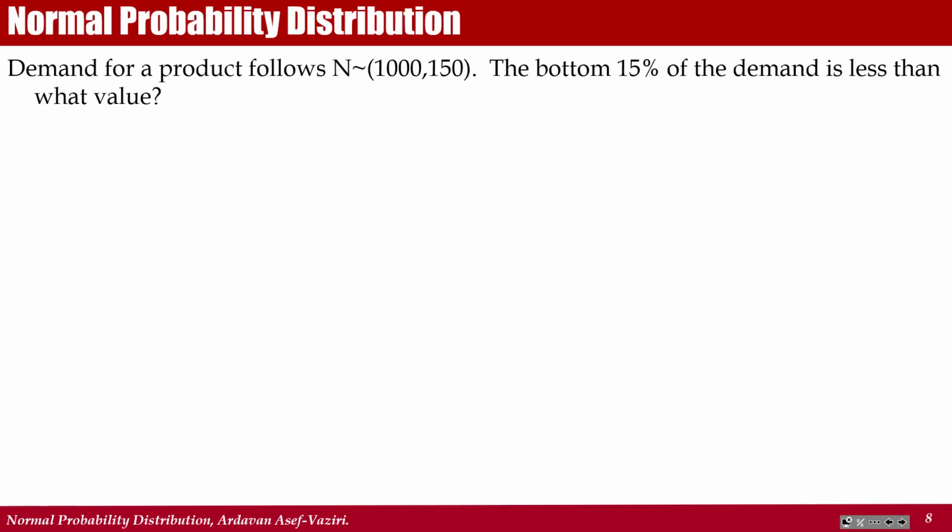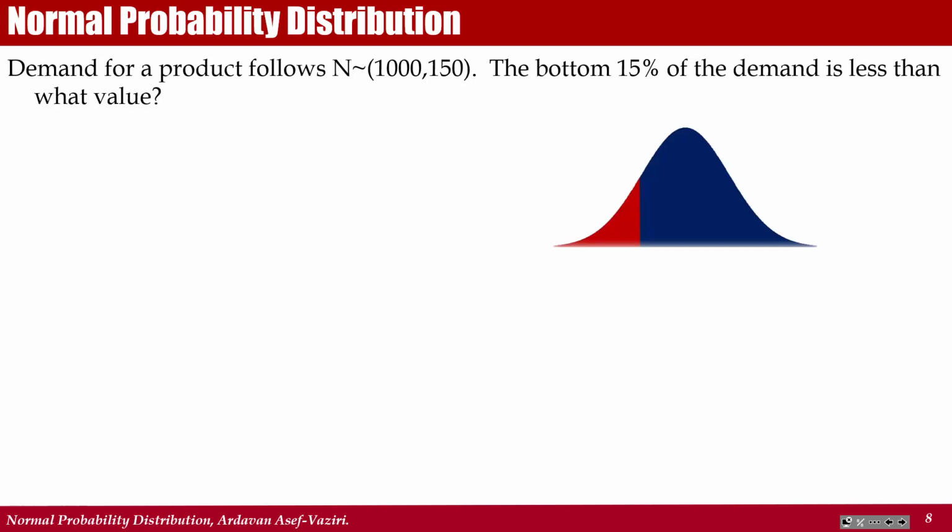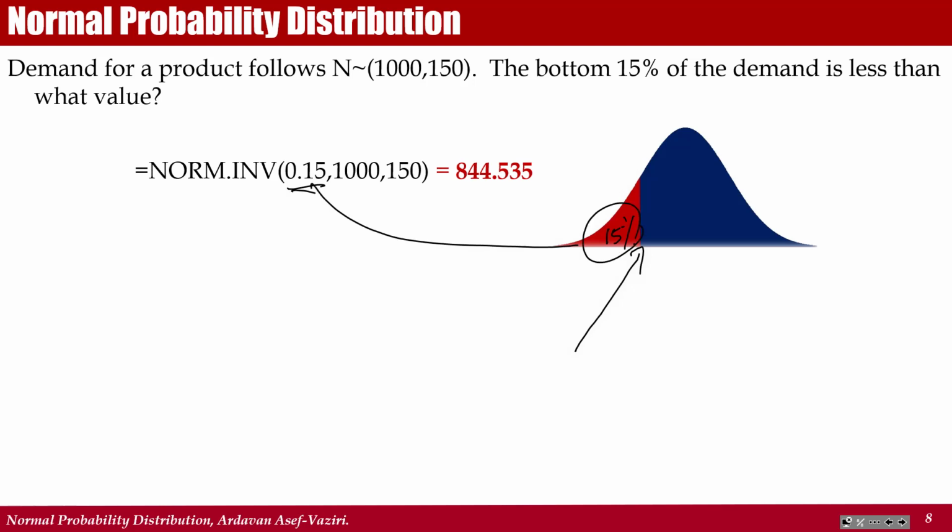Demand for a product follows normal distribution, average 1000, standard deviation 150. The bottom 15% of demand is less than what value? This is 15%, and we want to look for this value. The lowest 15% of demand is smaller than what value? NORM.INV, 15%, and these two come from over there, and that is the value.